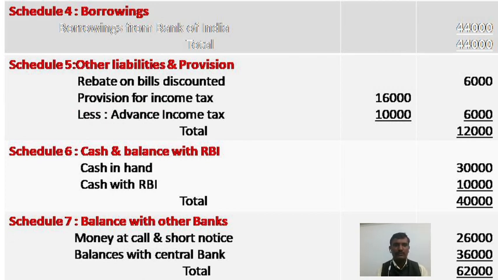Then after that we have to go for schedule number 5, other liabilities and provisions. Here, as far as the trial balance is concerned, only two items are given. One is provision for income tax, given in the trial balance, and advance income tax is given.